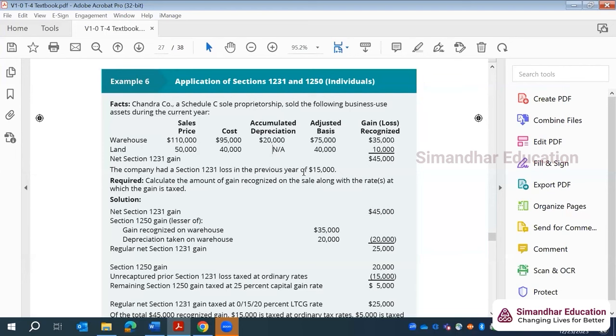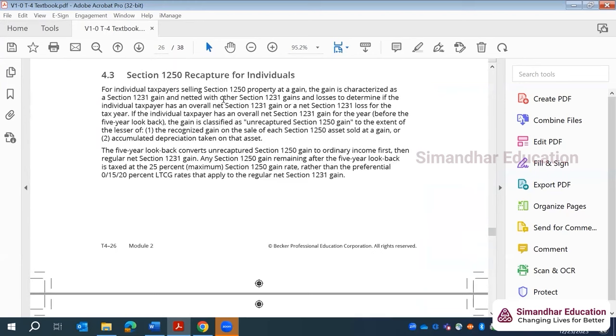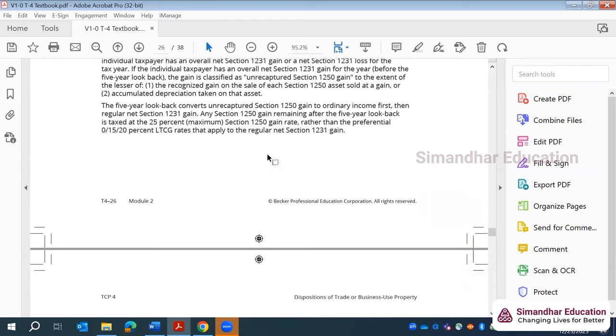Okay. So the first step that they are saying here is that you net all the gain. If there is any Section 1250 property at a gain, the gain is characterized as Section 1231 gain and netted against other Section 1231 gains and losses.